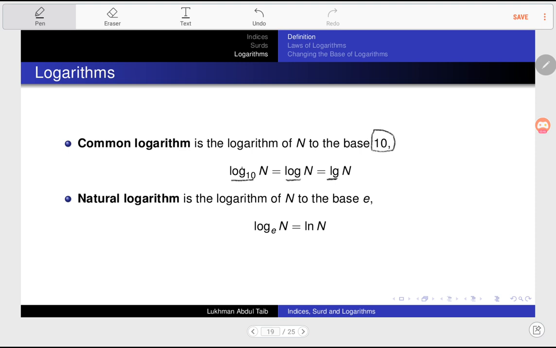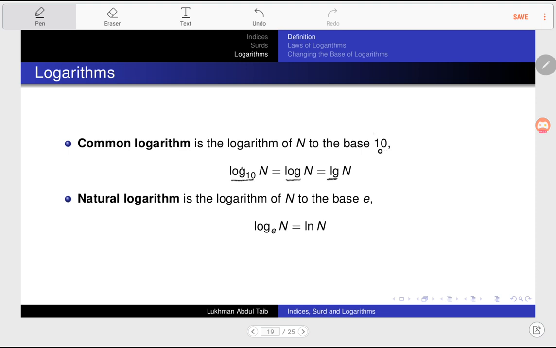The second one is the natural logarithm. Natural logarithm is the logarithm of n to the base e. So instead of base 10 or another base, the natural logarithm has the base e. e is the exponential constant. I don't think you encountered natural logarithm in secondary school, so I think this is new for you.